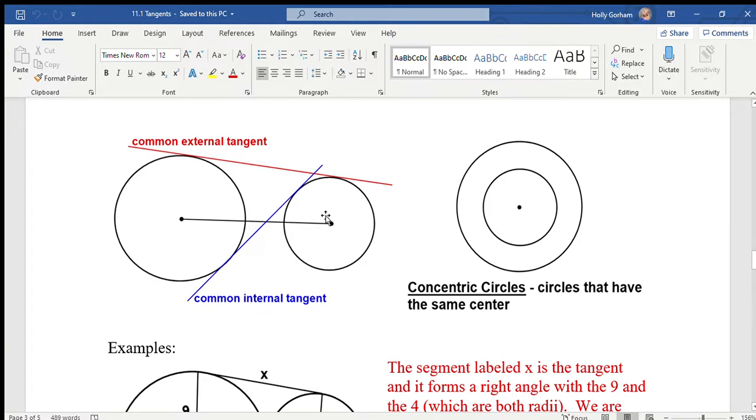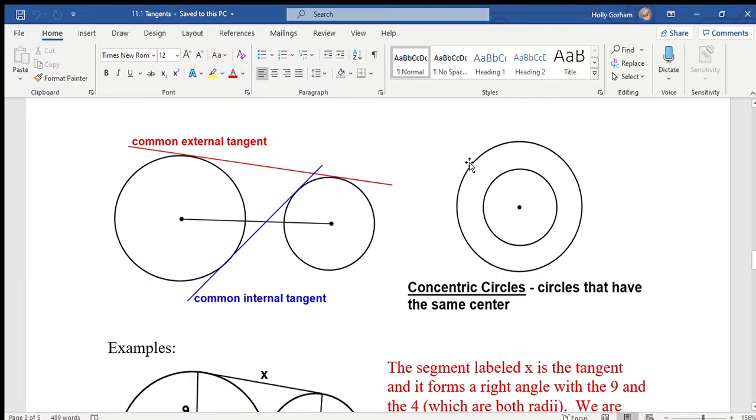Circles can also have common tangents. You have a common external tangent here in red. It's common because it touches both circles at one point. It's external because it's on the outside of the circles. This blue tangent is a common internal tangent because it touches both circles at one point and it goes in between, or on the inside of, those two circles.